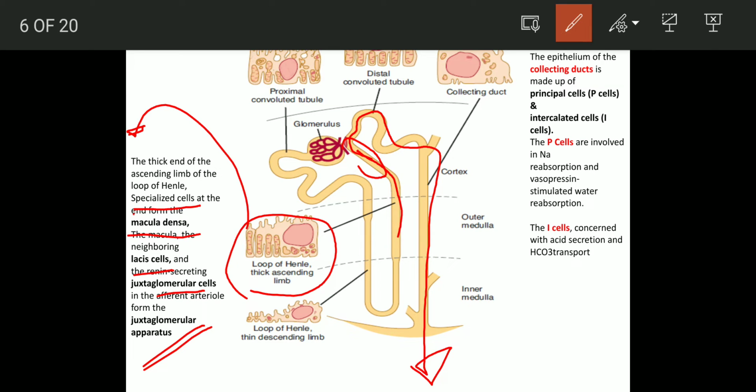Okay, so here the fluid has to pass through so many cells, and once it is passing through so many cells, it has a series of events. Some cells are taking the sodium back into the blood. Some are taking the potassium back into the blood. Some are taking the bicarbonate back into the blood.